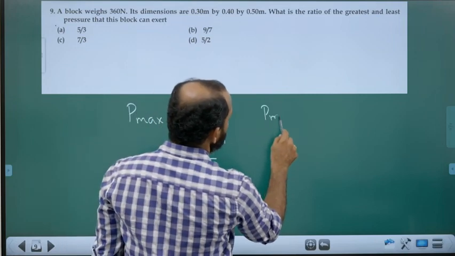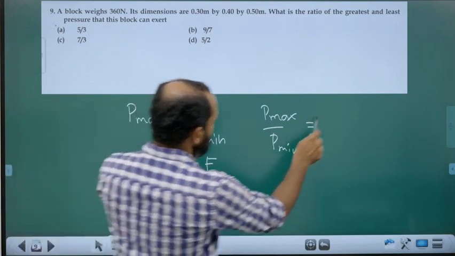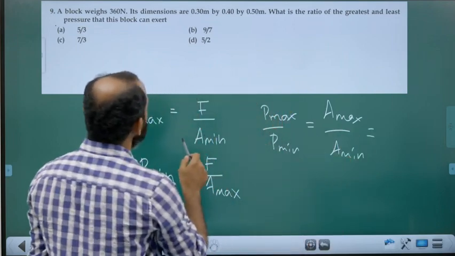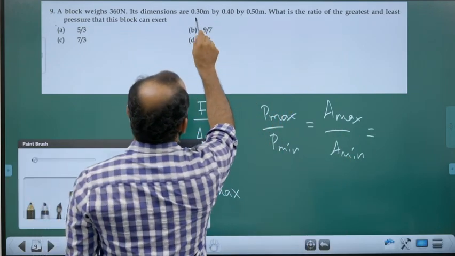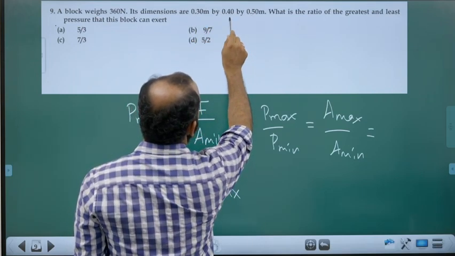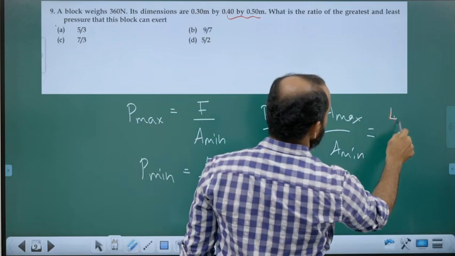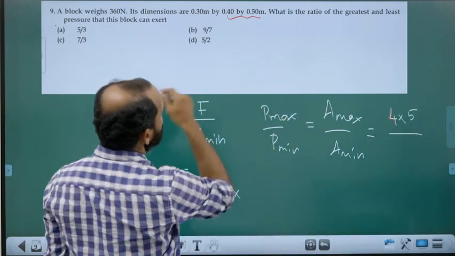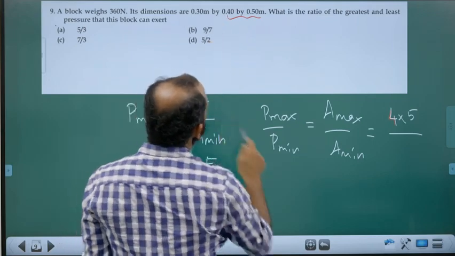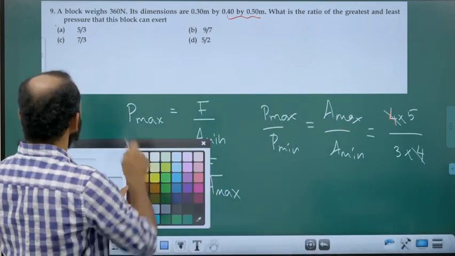So let us find P max by P min. Don't forget, when we invert, you get A max by A min. Now it has become very simple. What is the maximum area from this combination? Here the area is 3 into 4, 12. Here 4 into 5, 20. 3 into 5, 15. Maximum area is 4 into 5. So 4 into 5 divided by, I am not using the decimals, the minimum area. What is the minimum area? It should be 0.3 into 0.4, that is, I am writing 3 into 4. Okay, 4 cancels, 5 by 3. So the right choice is option A.